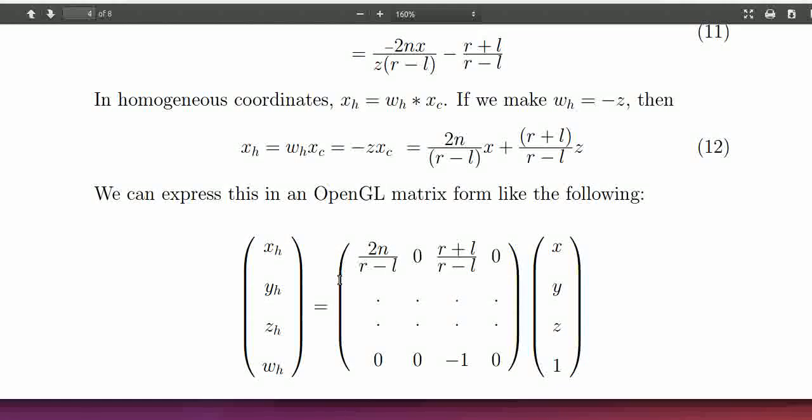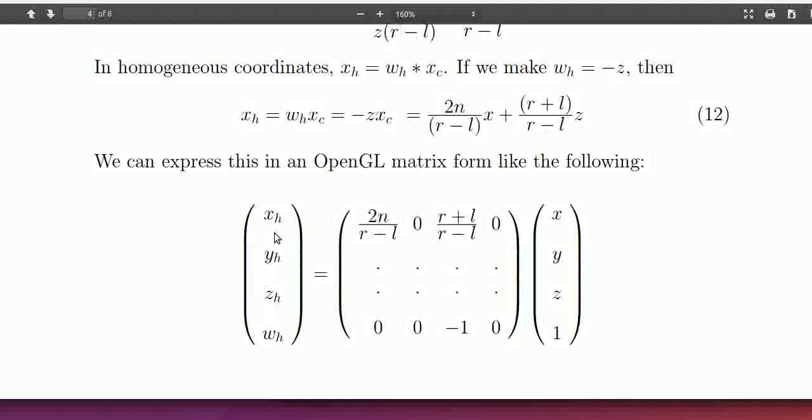OpenGL matrix is 4 times 4, so these are the homogeneous coordinates xh, yh, zh, wh, equal to this times x, y, z, 1. Now wh is equal to z times negative 1. And for xh, these two terms, you have x times this, plus this times z, so it is this term. And of course 0 times y is 0, 0 times 1 is 0.